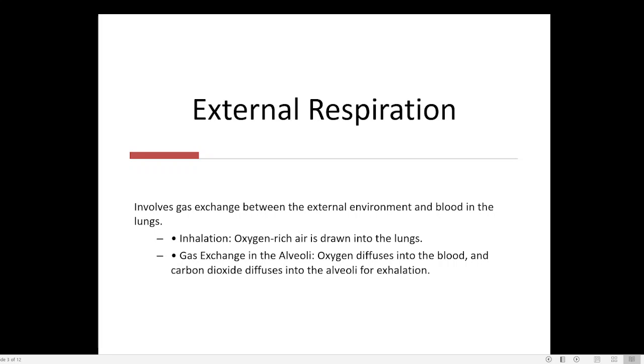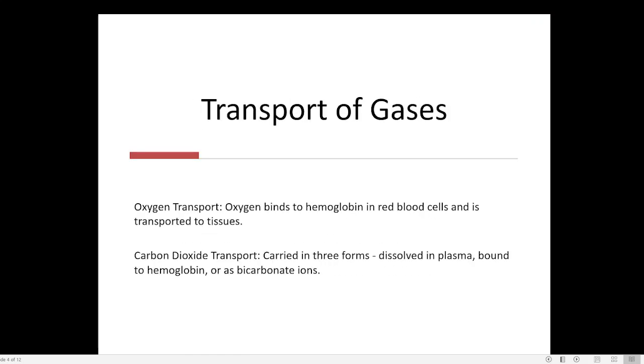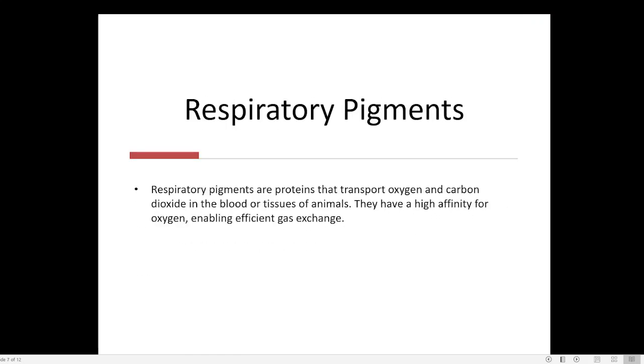Exhalation means giving out of air from your lungs to the outside. So these are the various processes which are involved in the different phases of respiration: internal respiration, external respiration, and cellular respiration. Then what is remaining is another area, the respiratory pigment.